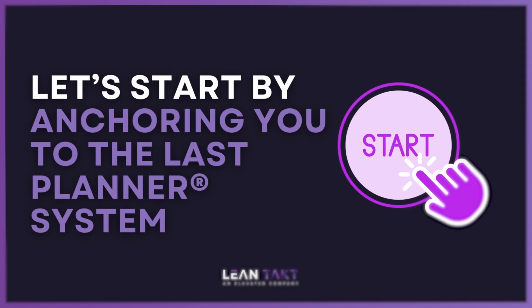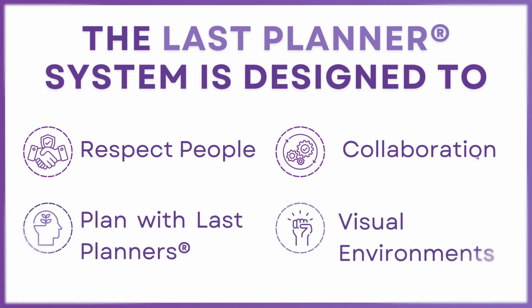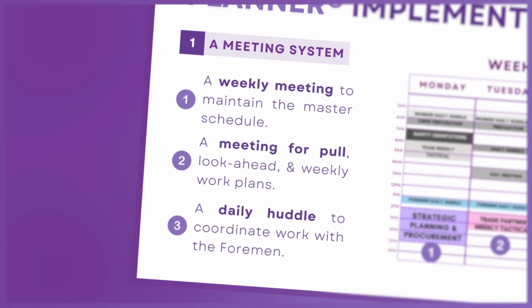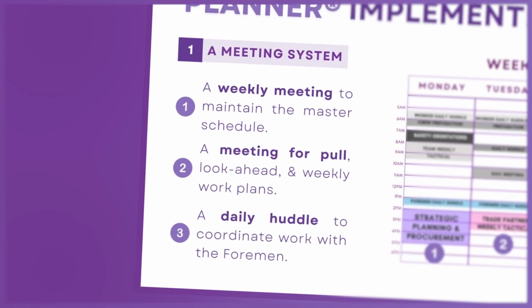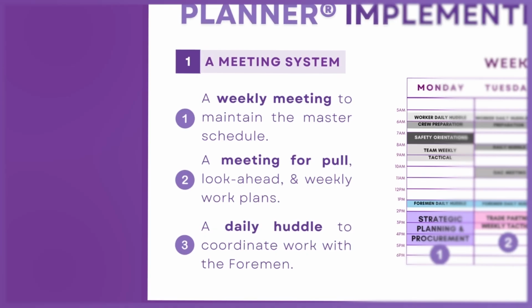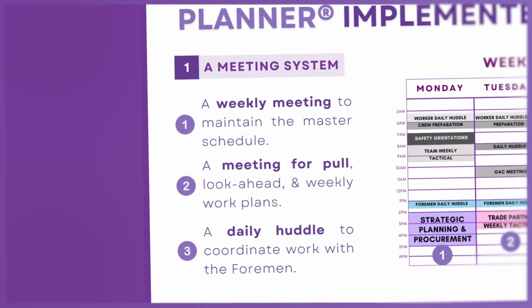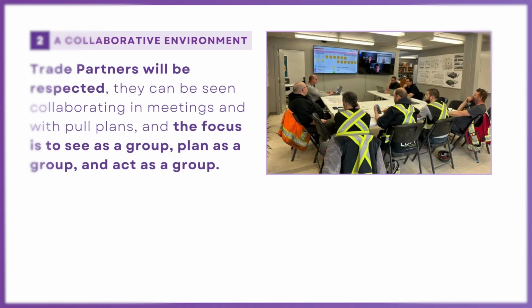And so what I want to do in trying to explain to you the differences between Takt and CPM, I want to start by anchoring you to the Last Planner system. The Last Planner system is designed to respect people, collaborate, plan with the last planners, and use visual environments. When you have Last Planner, you will see that you have a meeting system, and you will at least meet weekly, meet for pull plans, look ahead planning, weekly work planning, and you'll meet for day planning in your daily huddle. That's how you know you'll have Last Planner on your job site.